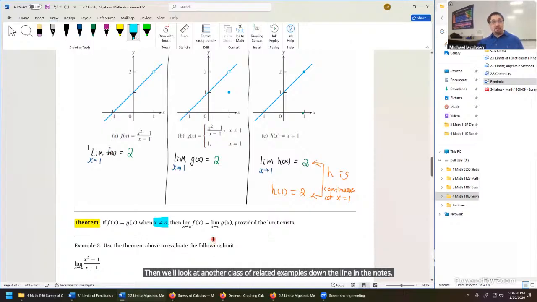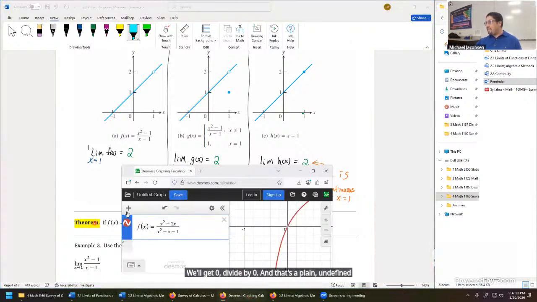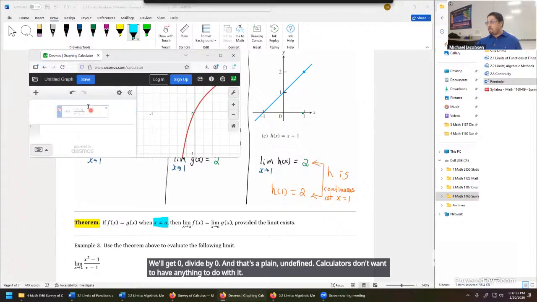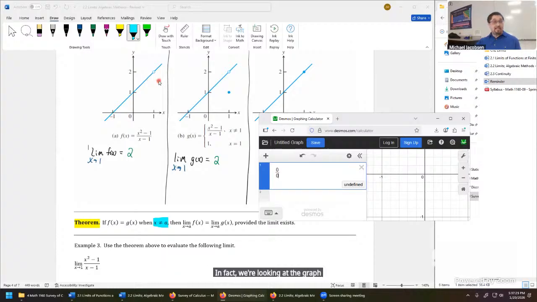Use the theorem above to evaluate the following limit. First, direct substitution's off the table. It is a rational function, but if I plug in 1, we'll get 0 divided by 0, and that's plain undefined. The calculators don't want to have anything to do with it. Let's just put it here for emphasis. 0 divided by 0 is a big problem. But that limit should exist. In fact, we're looking at the graph right here. We see the limit exists.